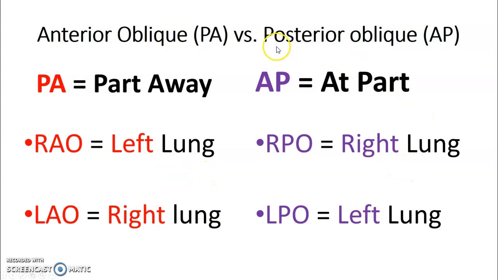And it's reversed when the patient's in a posterior oblique where you're shooting AP. AP, I say at part. RPO, you're looking at the right. LPO, looking at the left. So posterior obliques, you're looking at the same side. PA anterior obliques, you're looking at the part away. Elongates that part of the chest.